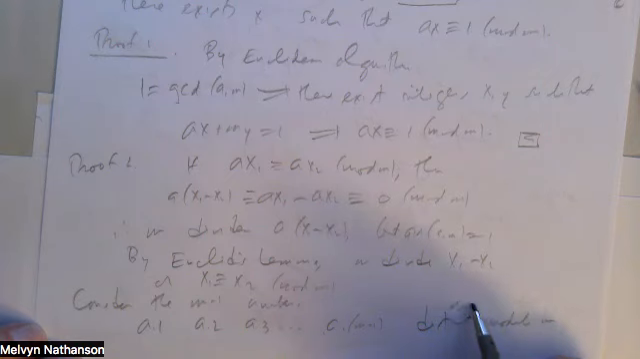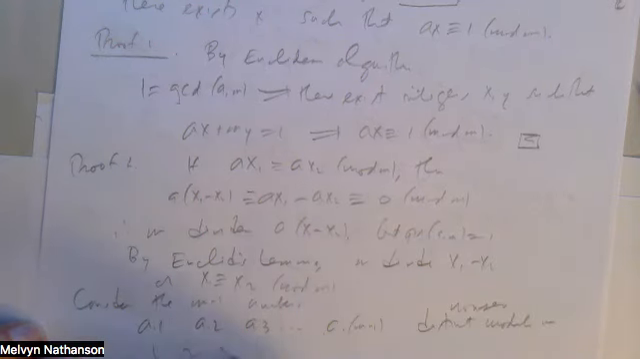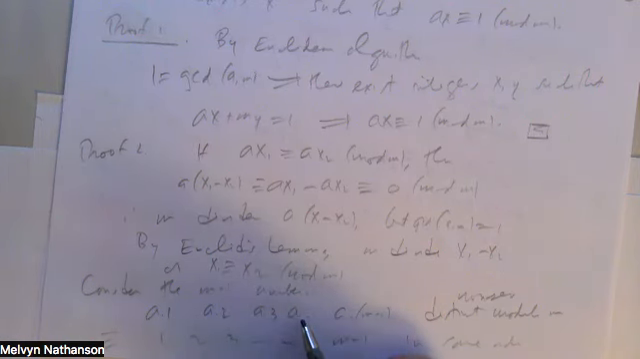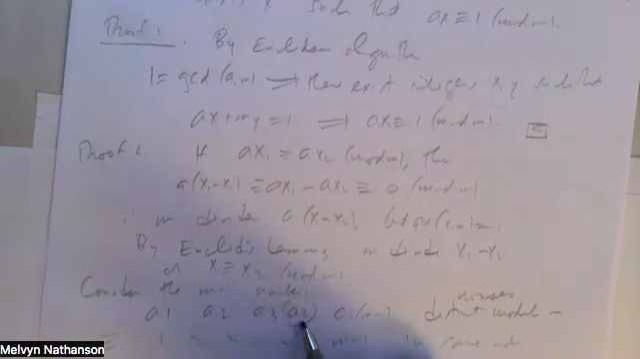So if these are distinct mod m and non-zero, these have to be the numbers 1, 2, 3 up to m-1 in some order. So these numbers are congruent in some order to the numbers 1 to m-1. So one of these numbers, a times some x, has to be congruent to 1 mod m. And that's a very nice proof. That's the second proof.